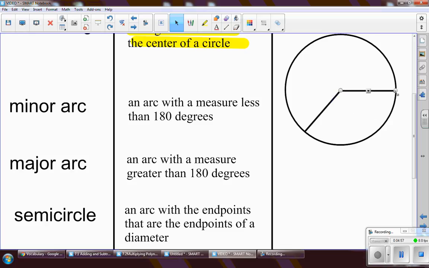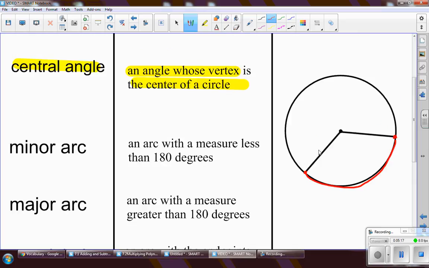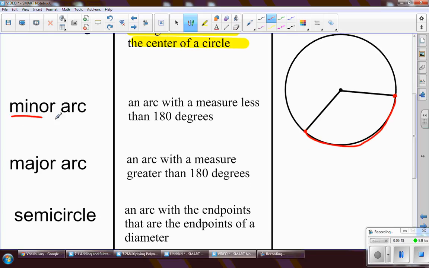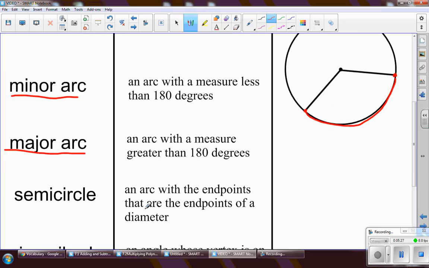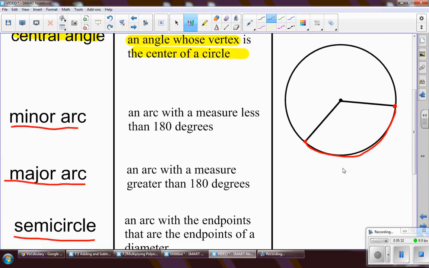What happens is these angles, these central angles, they create these things called arcs. And an arc is created from the endpoints that are on the circle. We've got an arc right here. And there's several types of arcs. We have a minor arc, whose arc measure is less than 180, a major arc, whose arc measure is greater than 180, and we have a semicircle. It's also an arc, and the measure of that is exactly 180.